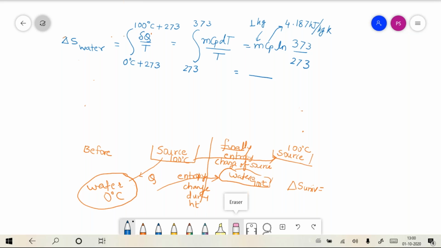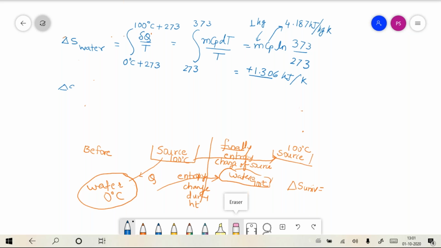Tell me some answer. Anybody has got the answer? So the answer is yes, correct. Tejas has got it. Sushant has got it correct. Tejas has also got it correct. So the answer is plus 1.305 or 306, whatever. Okay, plus 1.306 kilojoules per Kelvin. This is the entropy change of water, right?